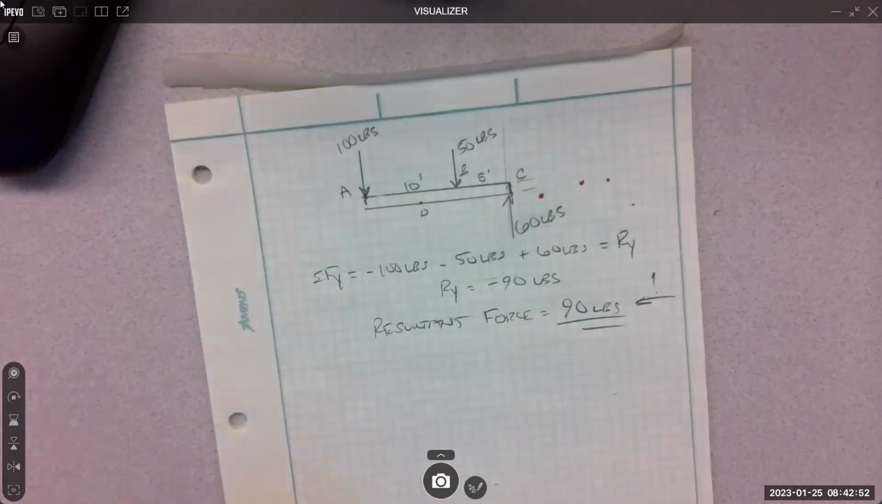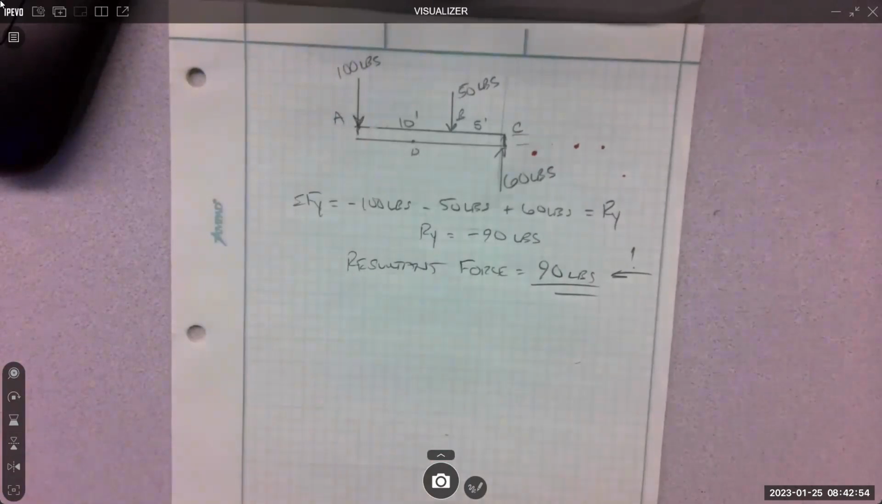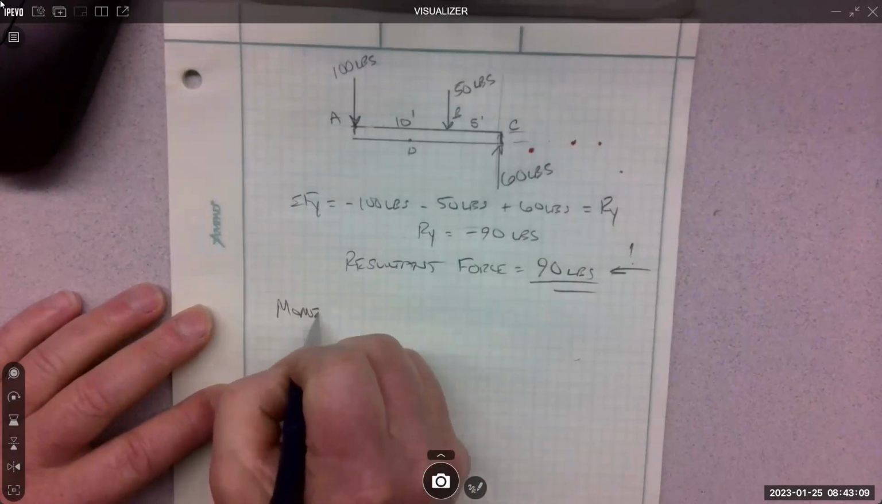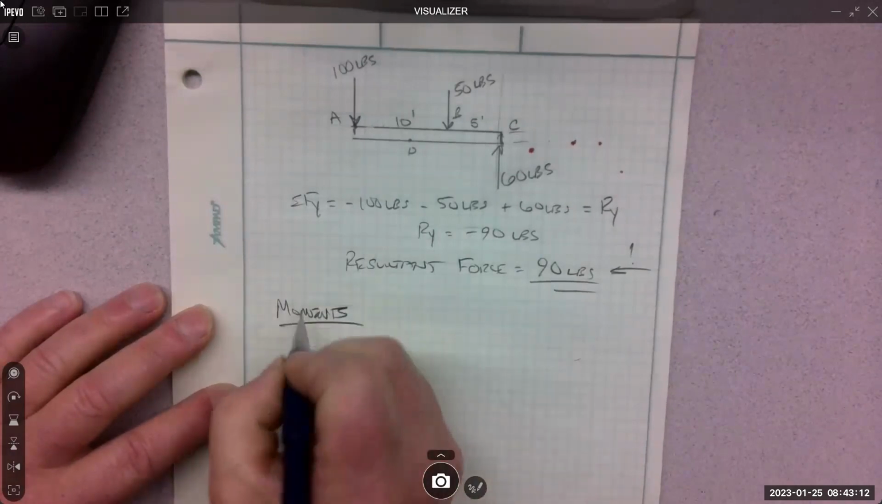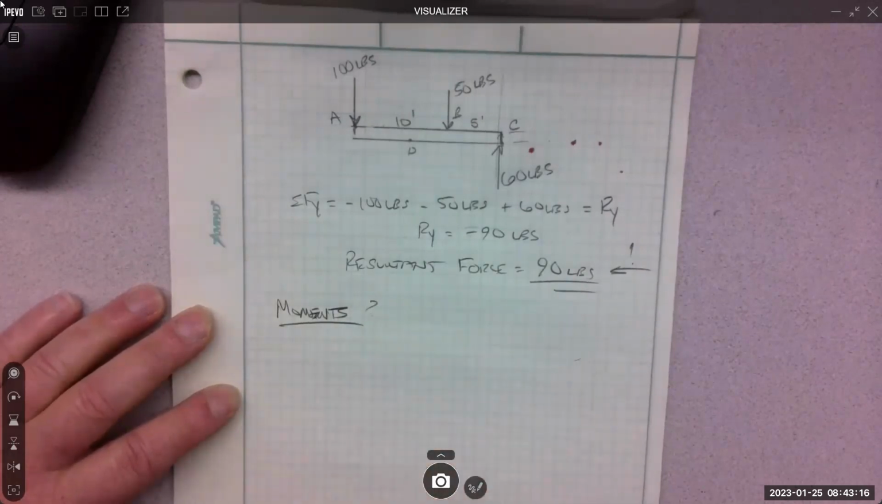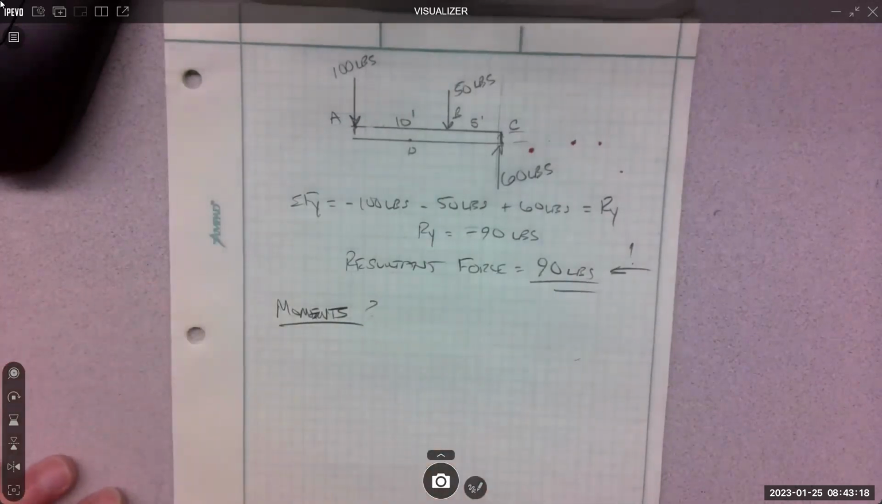We need to calculate the rotation. So there's more than just translation. In a non-concurrent system, we're not done. There's rotation, and we have to account for the rotation. The way we do that is called moments. I really don't know the origin of that. Why do we call it moments? I have no idea, but it is torque. So if you know what torque is, that's a moment. It is a rotational effect.